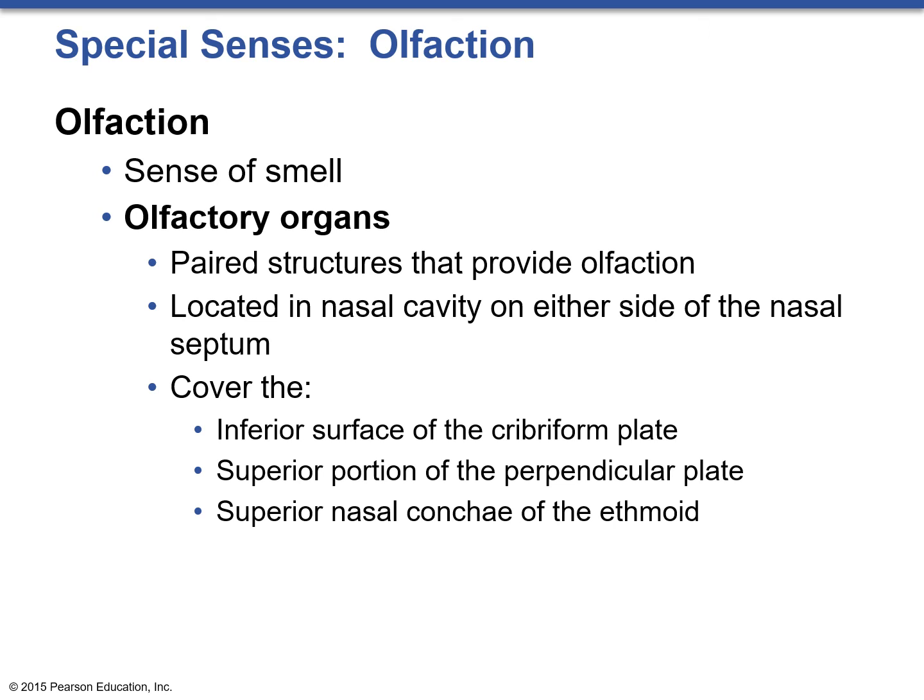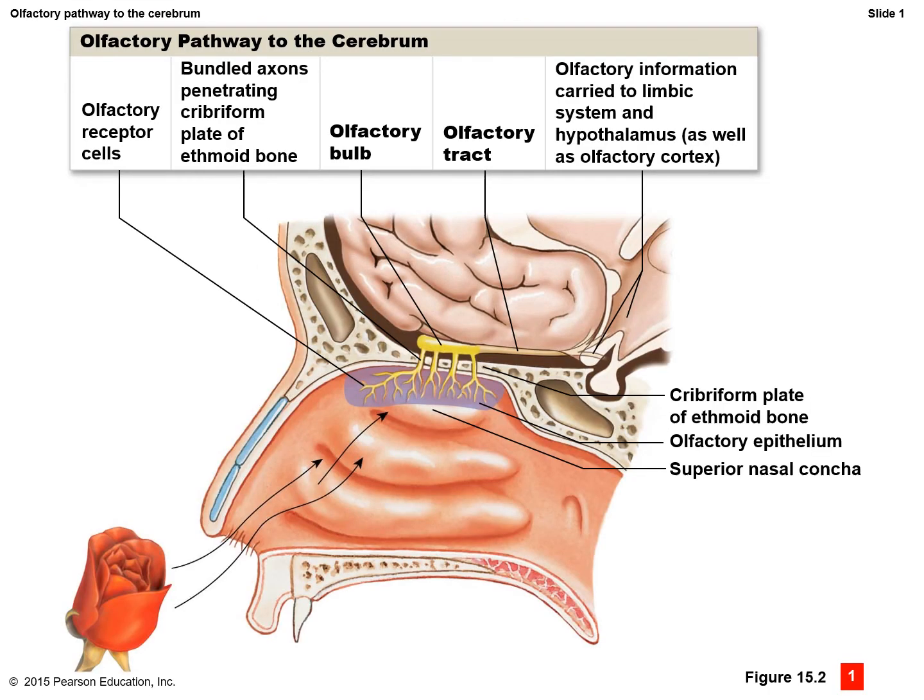The inferior surface of the cribriform plate, the superior portion of the perpendicular plate, and the superior nasal conchae of the ethmoid bone all help to house the olfactory bulbs that are going to deal with this sensation. Here we can actually see the olfactory bulbs as they extend through from the brain. This, of course, is going to be cranial nerve 1. And we have the olfactory receptor cells that are going to extend through the cribriform plate of the ethmoid bone and into the superior nasal conchae, where they are covered by an epithelial layer.